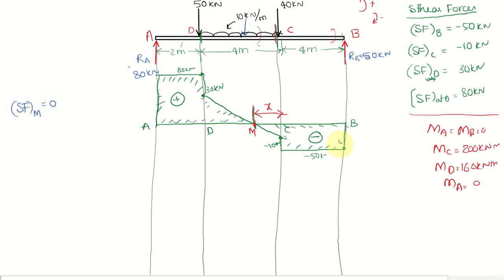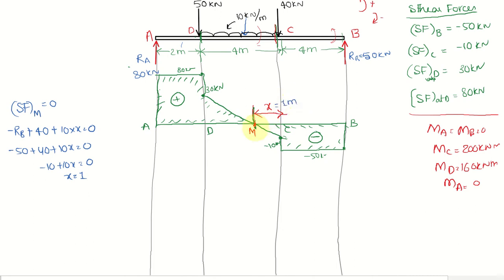So shear force at M, what happens, we have to consider all the forces up to M. So minus RB plus we have 40 plus we have this 10 kilonewton per meter acting up to distance x, 10 into x is equal to 0. So minus RB, this is how much, minus 50 plus 40 plus 10x is equal to 0. This is minus 10 plus 10x is equal to 0. Here x is equal to 1. So this is nothing but x is equal to 1 meter.